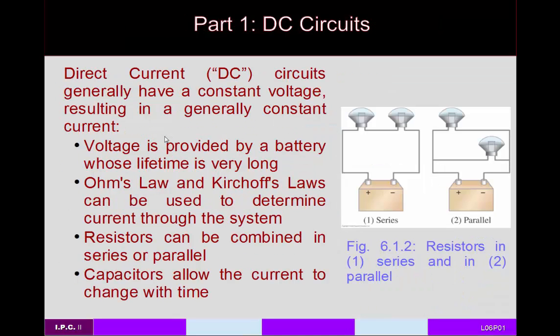We begin this lecture set then with direct current or DC circuits. And these generally have a constant voltage. Certainly, the main requirement is that the voltage polarity remains constant. That means that you're hooked up to something like a battery. This terminal is always positive. This terminal is always negative.